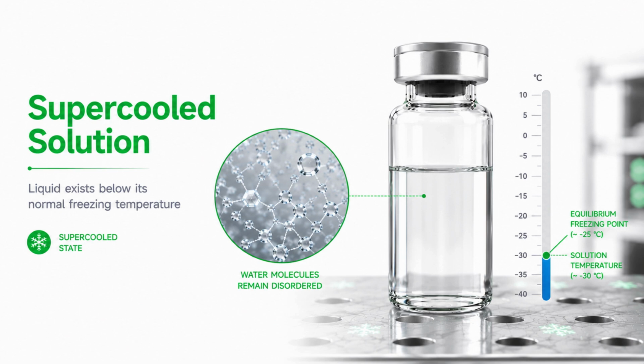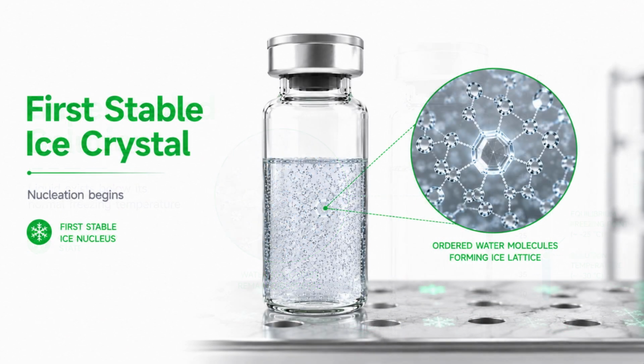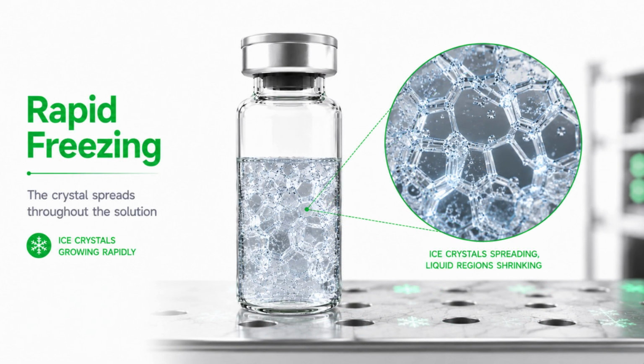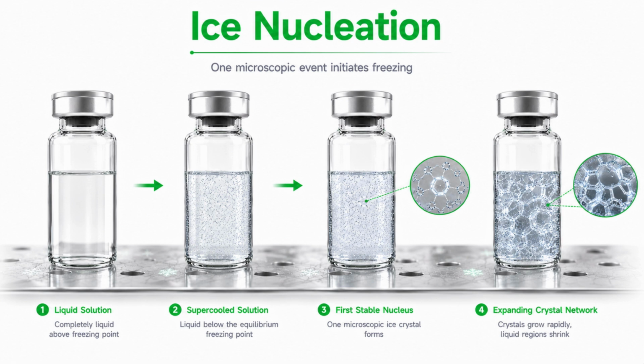Eventually, a tiny cluster of water molecules becomes stable enough to form the very first ice crystal. This moment is called ice nucleation. Once that first stable nucleus forms, freezing spreads rapidly throughout the product. One microscopic crystal becomes the foundation for the entire frozen structure.